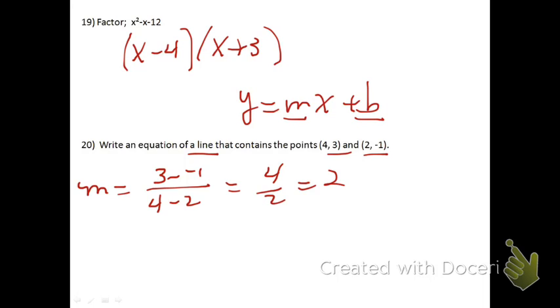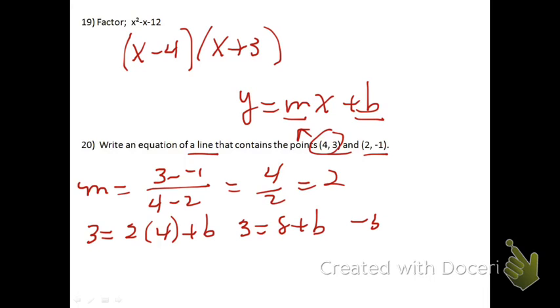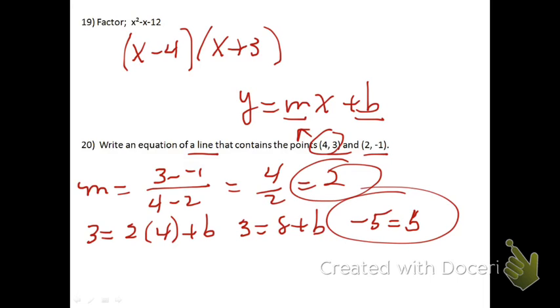So that's my slope. Next, let's find our b by picking one of these points, putting it into our general equation along with our slope, and solving it for b then. So I know that 3 is equal to 2 times 4 plus b. So 3 is equal to 8 plus b, so subtract 8. So negative 5 is equal to my b. All right, so there's my slope, there's my y-intercept, so my equation is y equals 2x minus 5.